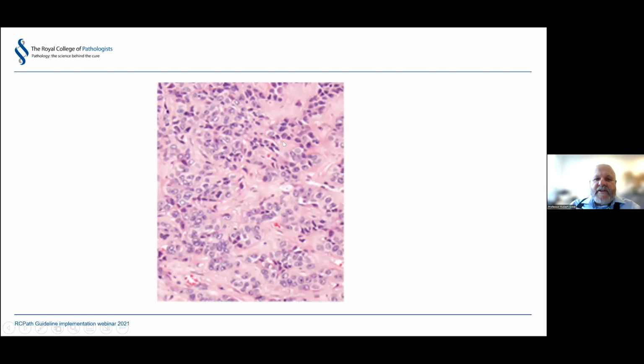There are also simply undifferentiated tumors, which are stem cell cancers, which may have immunohistochemical and molecular features of both HCC and cholangiocarcinoma.